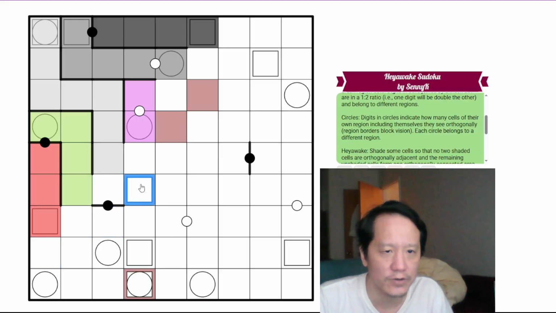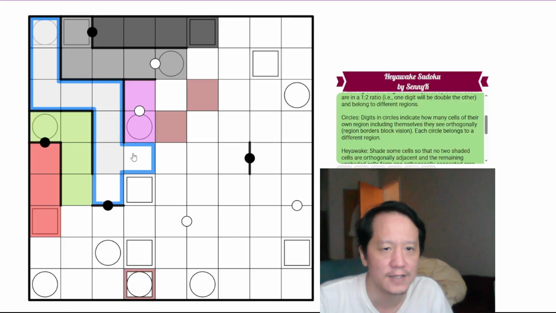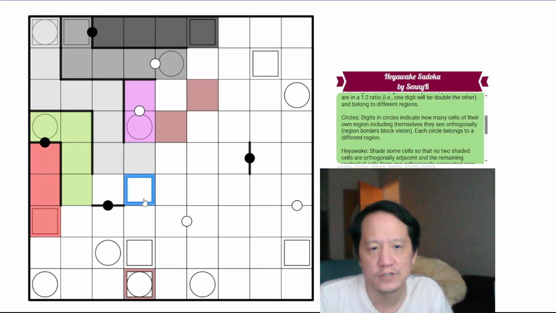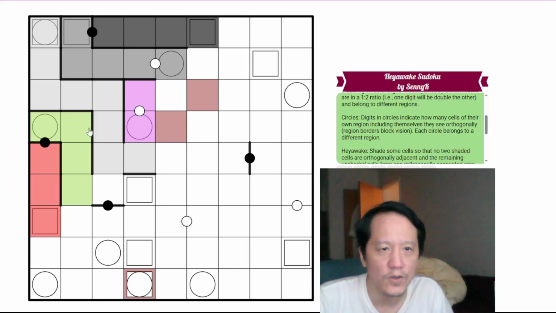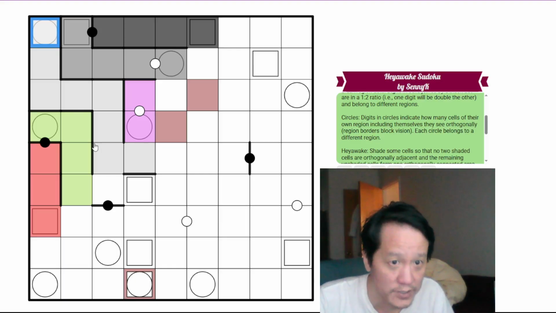Light cannot go here because this is a square also. So then 1, 2, 3, 4, 5, 6, 7, 8, 9 at least. So this is light and this is a boundary. Right, this is a square too. So we have square, circle. This is both square and circle.